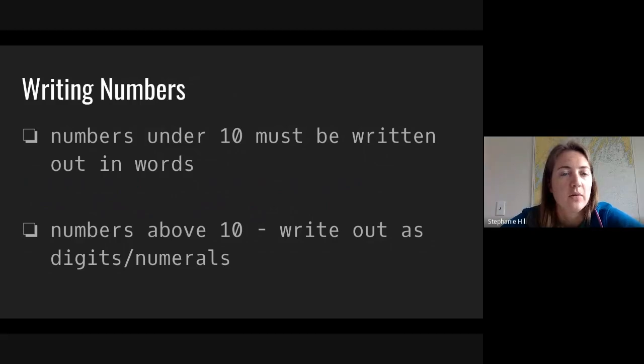All right, numbers. This one's pretty straightforward. Never, ever, ever start a sentence with a digit. Like 1 in 10 people, you have to write out the 1, so it'd be O-N-E. Anything under 10, write it out, please. Anything above 10, it's totally fine to keep as digits and numerals.